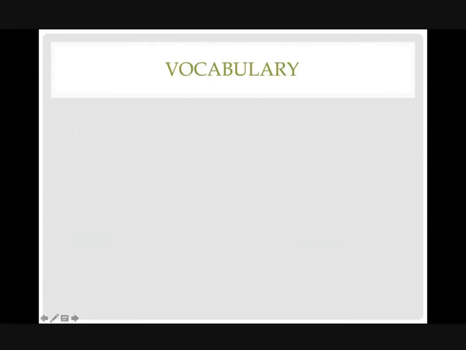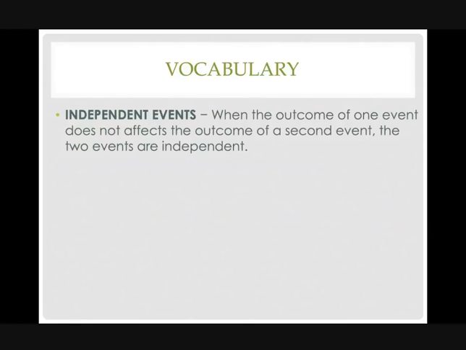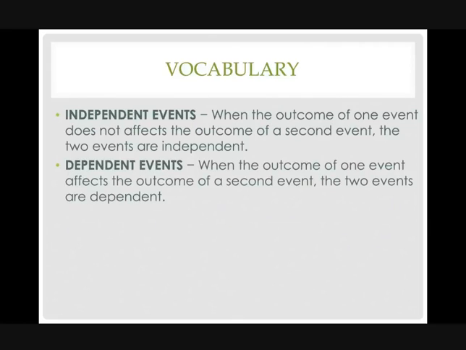So let's go over some vocabulary. Independent events: when the outcome of one event does not affect the outcome of a second event, the two events are independent. Dependent events: when the outcome of one event affects the outcome of a second event, these two events are dependent.